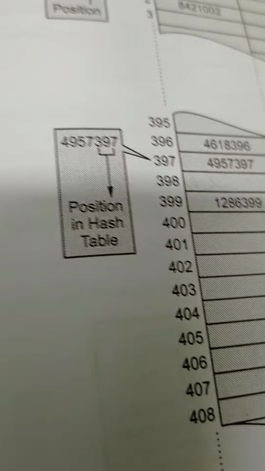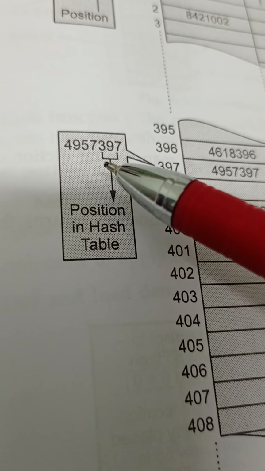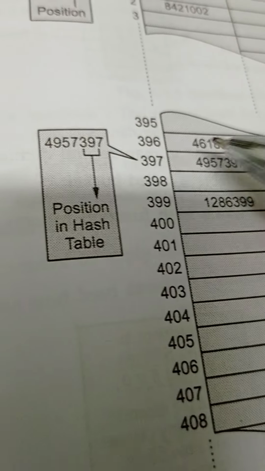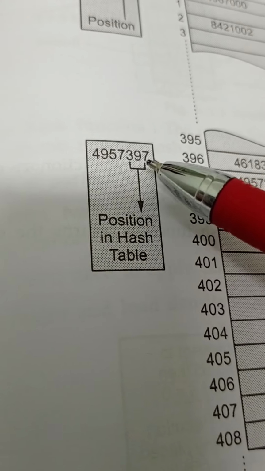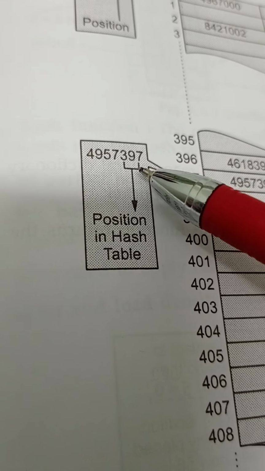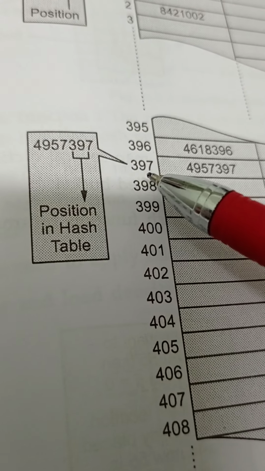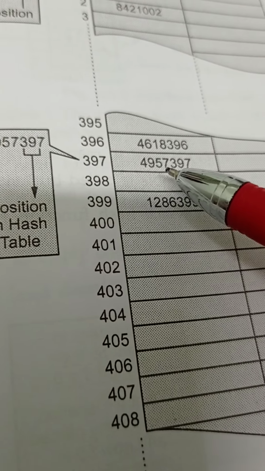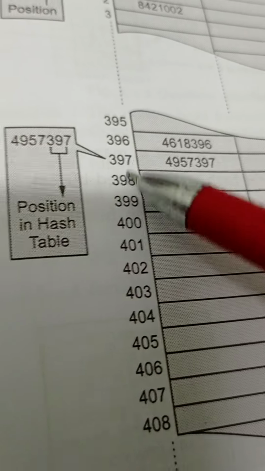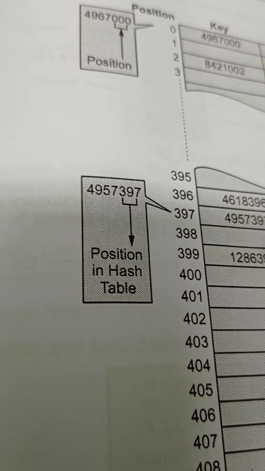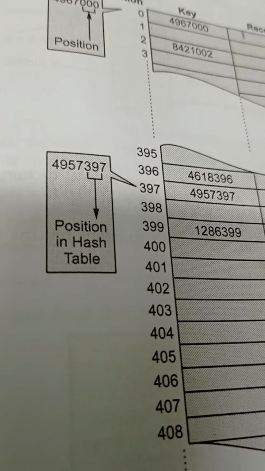Here, for example, this is the data 4957397. In which location do we have to store this data in memory? You see the last three digits are 397. Therefore, we'll store the data 4957397 in location 397. Like this, using the concept of hashing, we can store the data in a particular memory location, and it is also easy to retrieve the data from the memory locations. Therefore, this is known as hashing.